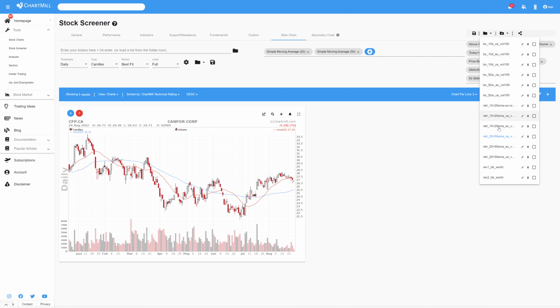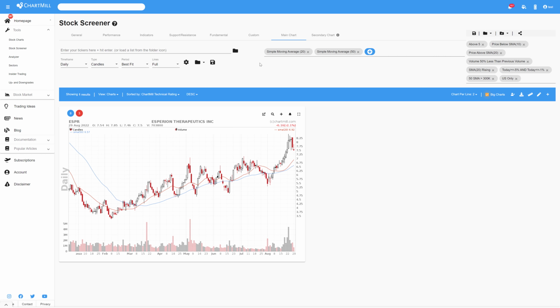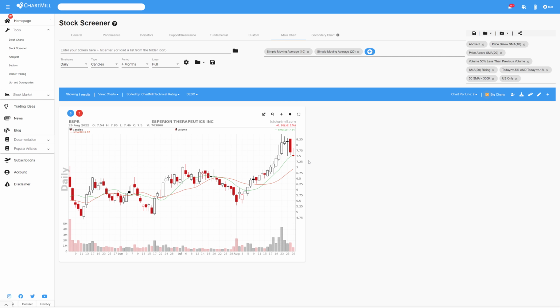And then the short-term retracement screen, so below the 10 SMA but above the 20 SMA, US stocks. Again, I'm going to the main chart tab, predefined chart setting SMA 10 and SMA 20. This is a bearish candle, so I don't like this.